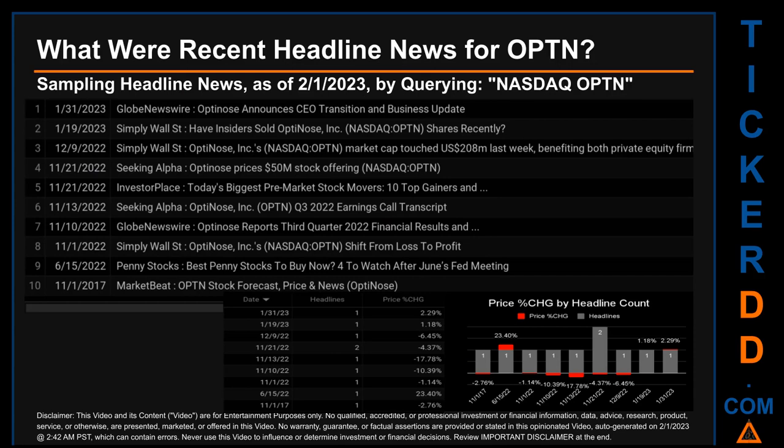Today, Wednesday the 1st of February 2023, I sampled one of our news aggregators for latest headlines for this ticker. I did so by searching specifically by a keyword that may appear, broadly, in the title or the body of discoverable news articles. The keyword that I used was a combination of the exchange and the ticker symbol, NASDAQ: OPTN. The results show 10 unique headlines, published across 9 unique dates.